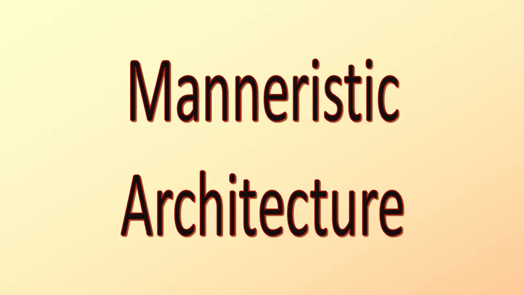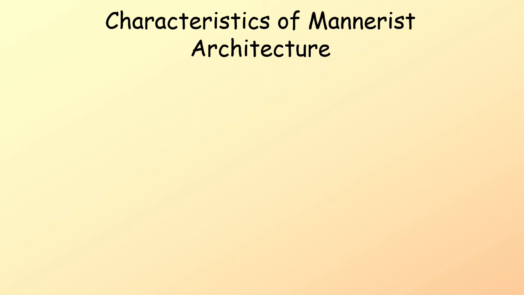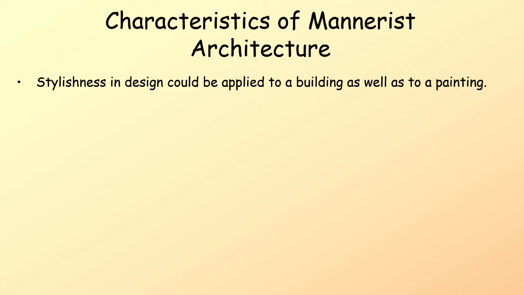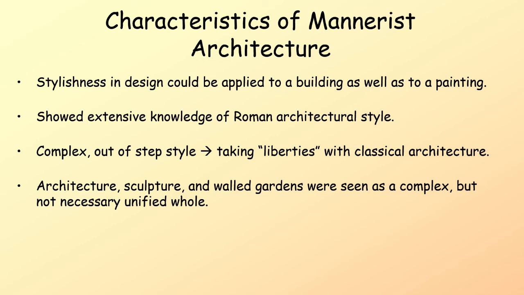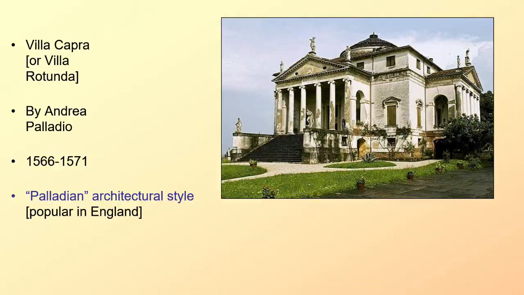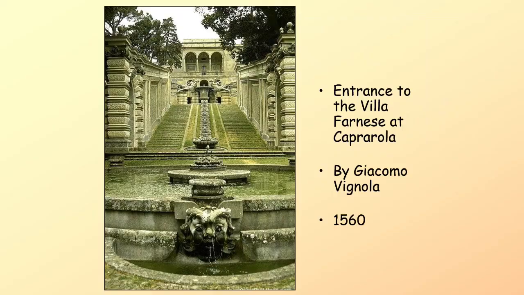And there's also mannerist architecture. You had stylishness in design that could be applied to a building as well as a painting. And it showed extensive knowledge of Roman architectural style. And so the architecture, the sculpture, the walled gardens were seen as a complex but not necessarily unified whole. And this is the Palladian. Over the top architecture, putting stuff in there that's not necessary at all. You're just doing it so that you can go over the top.